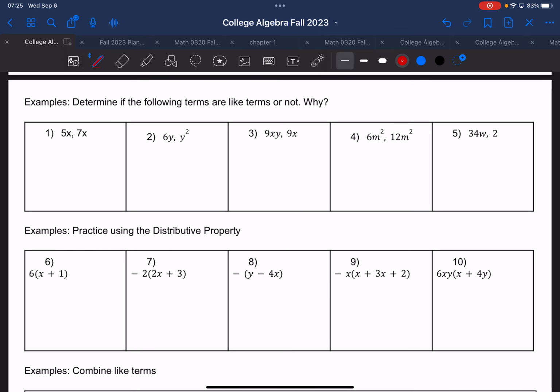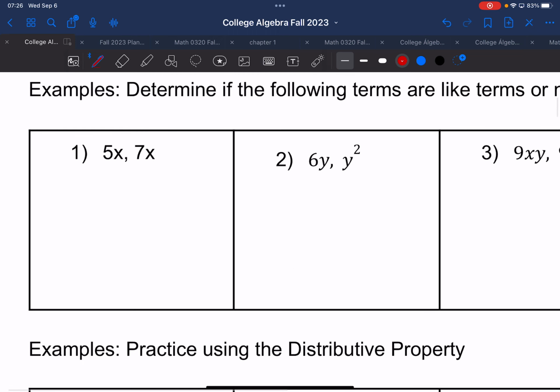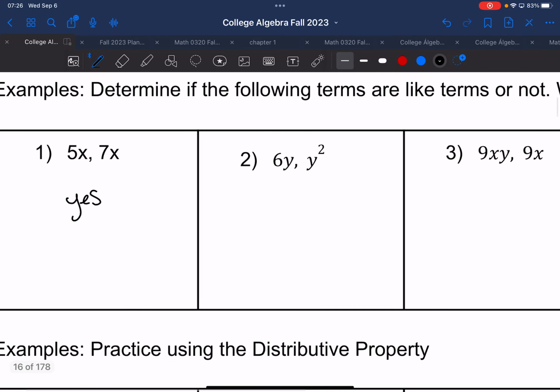Okay, on the first set of examples, it says determine if the following are like terms or not, and then tell me why. So we're just saying if they're like terms or not, yes or no. So on number 1, like terms? Yes. Why? Good, they both have x's. What about number 2, yes or no? No. Good, no. Why?